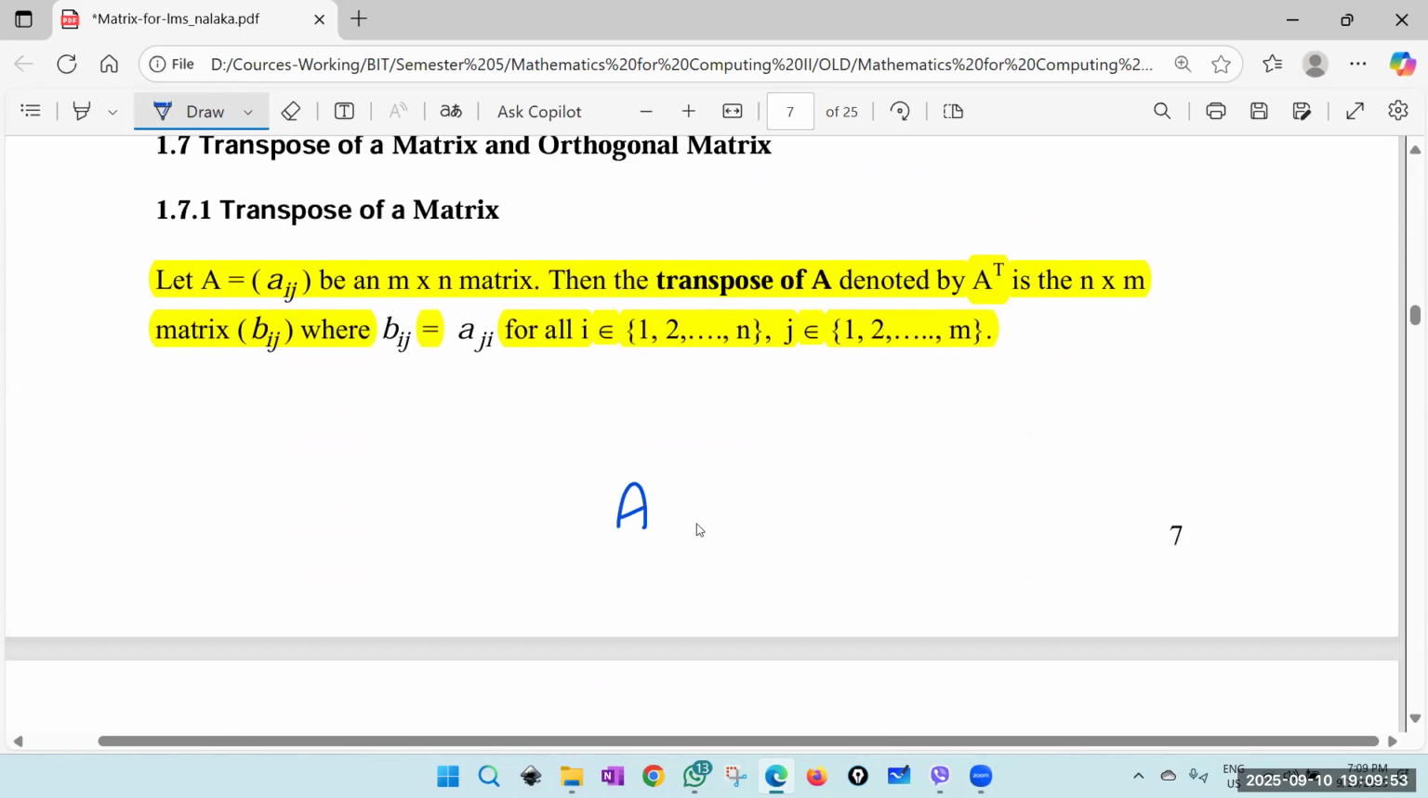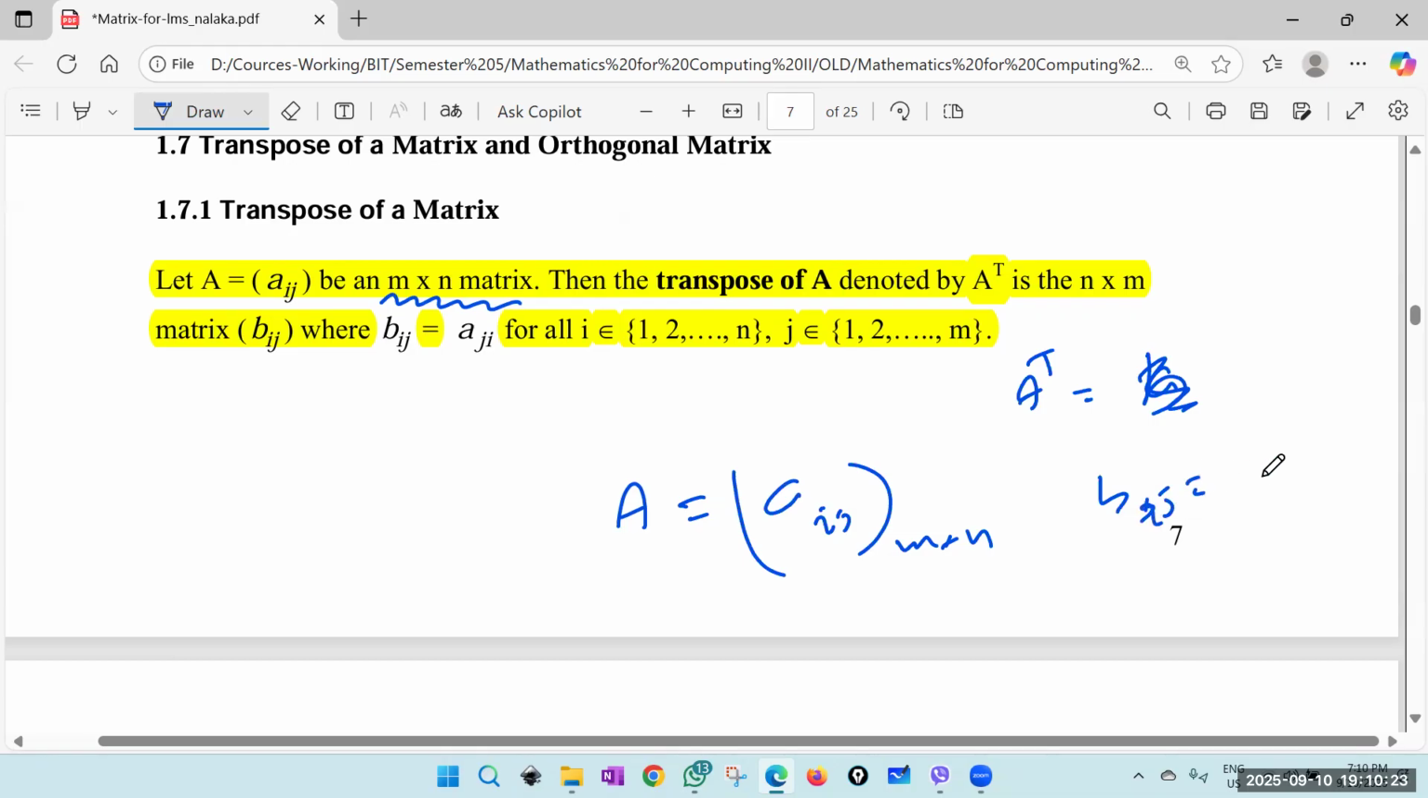So if you have A, again, this is for any matrix. This is not only for square matrix. Say A_ij, M by N. Then what is the transpose? A transpose is B_ji, or we can say B_ij equals A_ji. So that means your row becomes column, column becomes row.